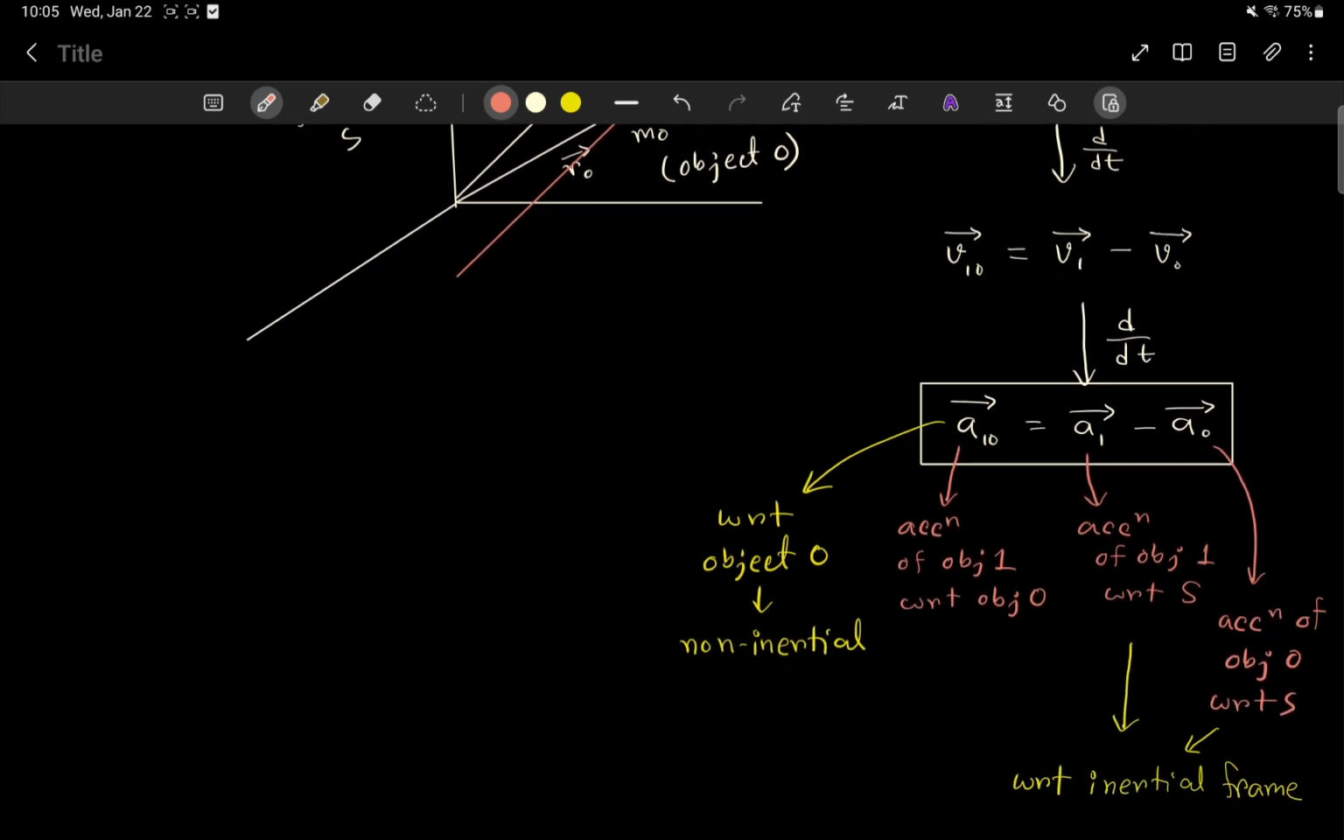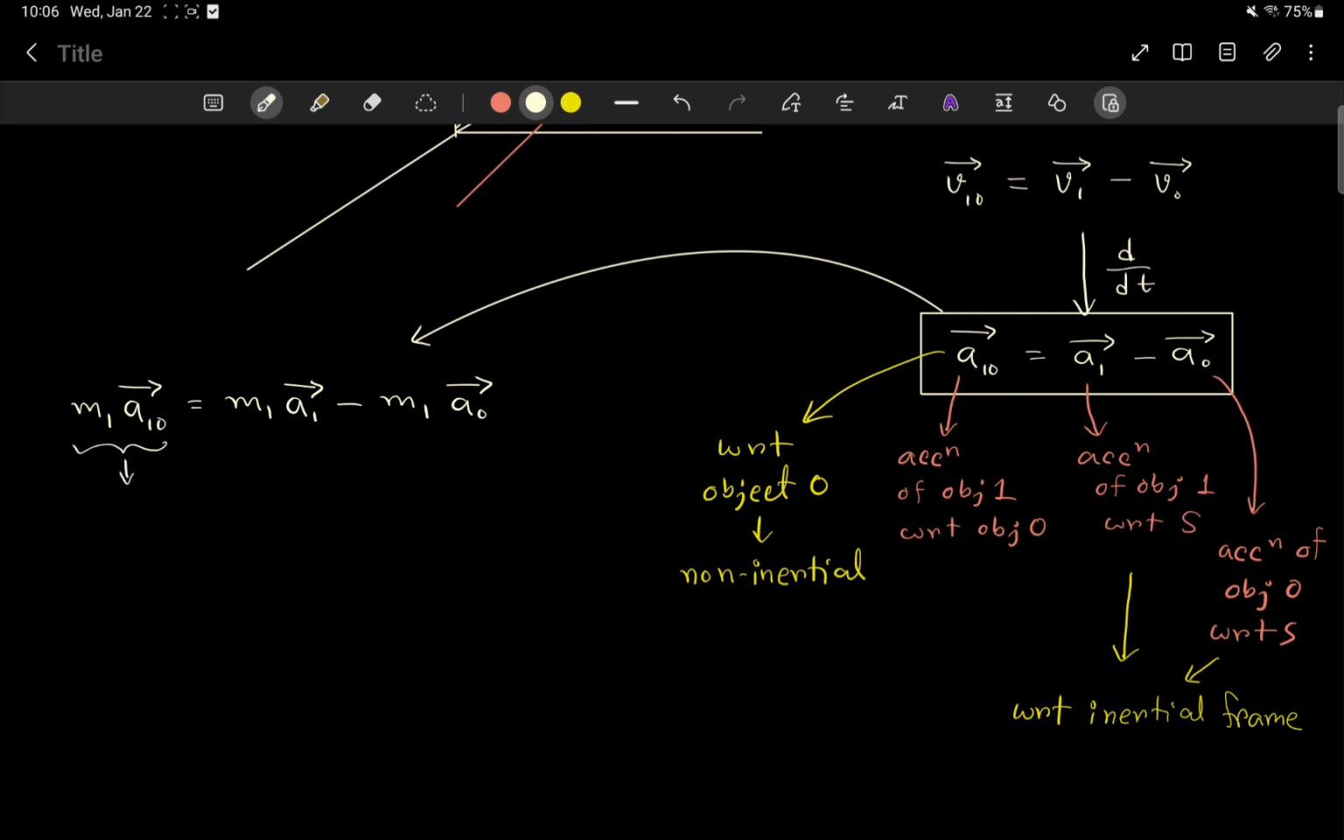What we are going to do now is multiply this with m1. So we will get m1 a10 is equal to m1 a1 minus m1 a0. Done. So what is this? This is the force which is observed by object 0 on object 1. This is not a force that's measured from an inertial frame. This is the net force measured by an object which is moving with some acceleration, which means that we are measuring this force in a non-inertial frame.